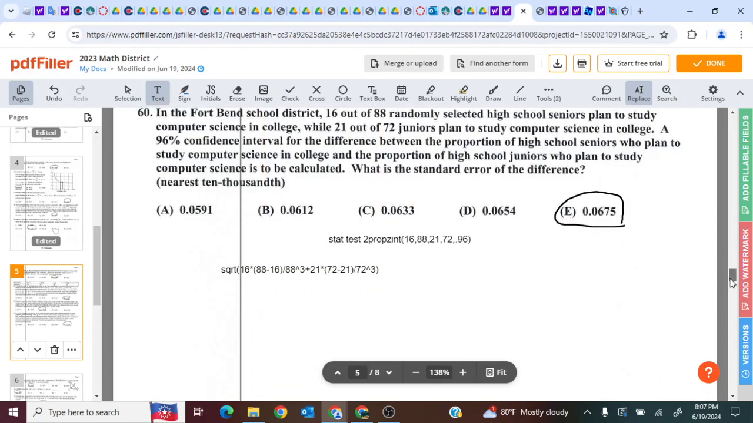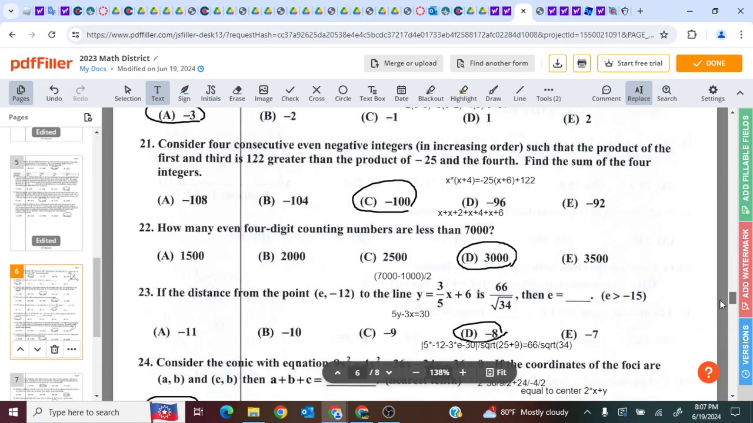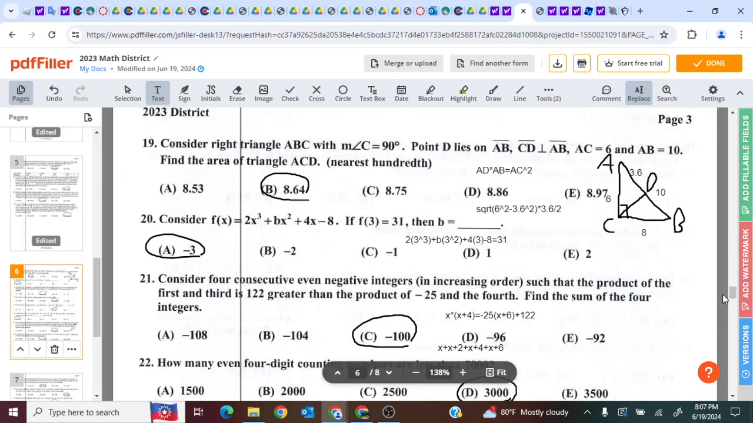Okay, let's continue. Number 6, consider a right triangle ABC with the measure of angle C equal to 90. Point D lies on AB. CD is perpendicular to AB. AC is equal to 6. AB is equal to 10, meaning that BC is obviously 8 if you use the Pythagorean theorem. And find the area of triangle ACD.